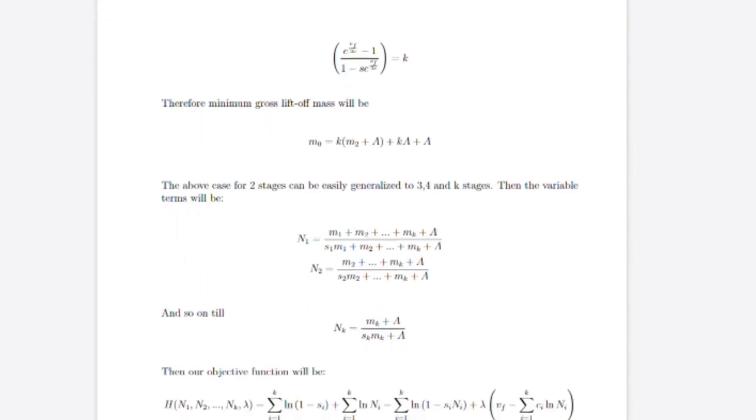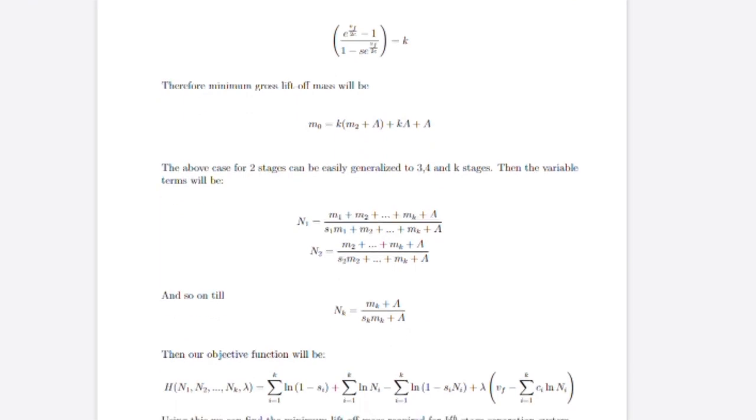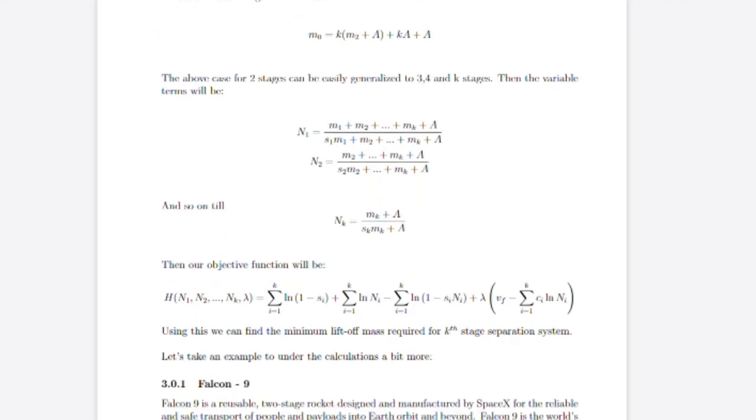Now this was just for the 2-stage rocket. It can also be generalized for 3, 4 and k stages. So following are the equation and mathematics for that part.